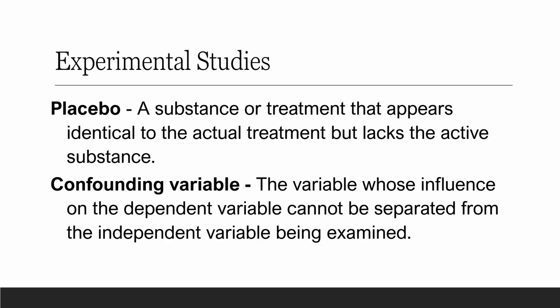Another important thing in an experiment is the presence of a placebo group. A placebo group is a group that will receive a substance or treatment that appears identical to the actual treatment but lacks the active substance. For example, you're going to convince them, I'm giving you this pill and this will enhance your dopamine, but in reality, it doesn't have any effect. So it's a placebo pill. You're in the placebo group.